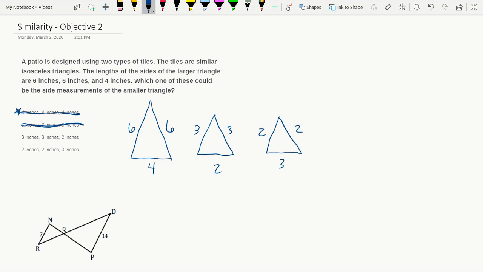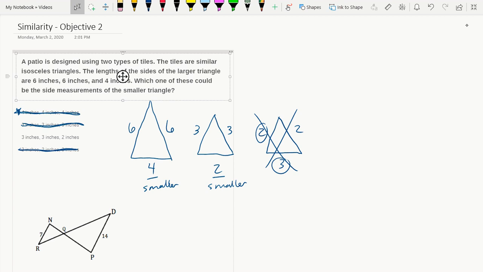Well, I know that 4 is smaller than 6, so this one is going to have to be the one, because here 3 is bigger than 2, and that can't work, right? So this one's pretty easy when you just reason your way out and write down some stuff. You should always have paper with you when you do these.